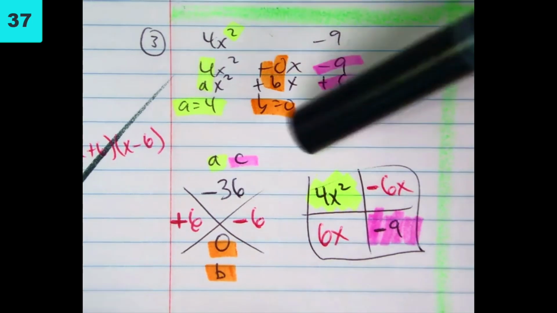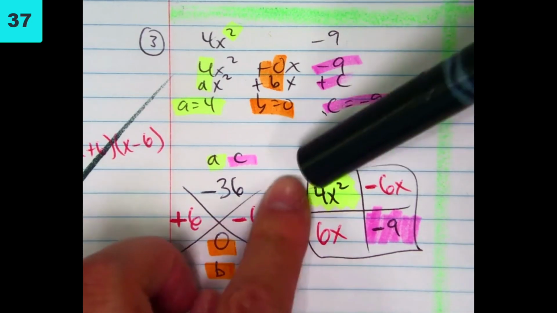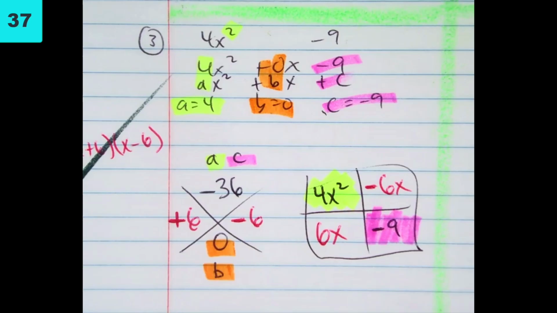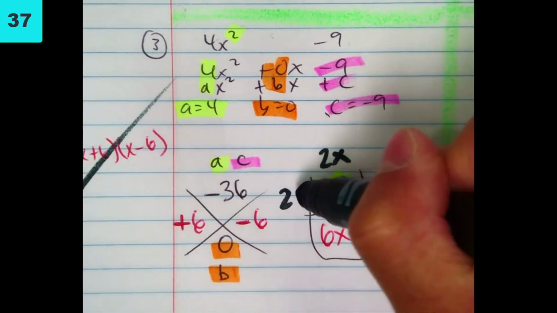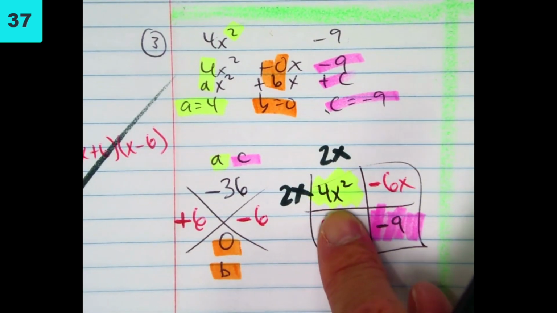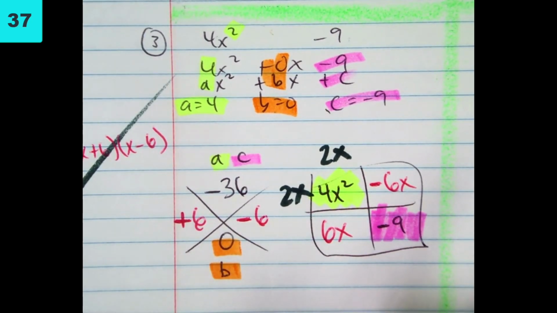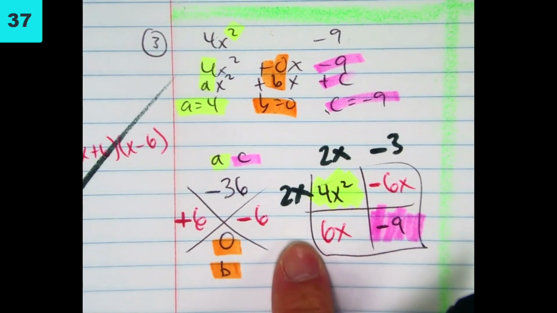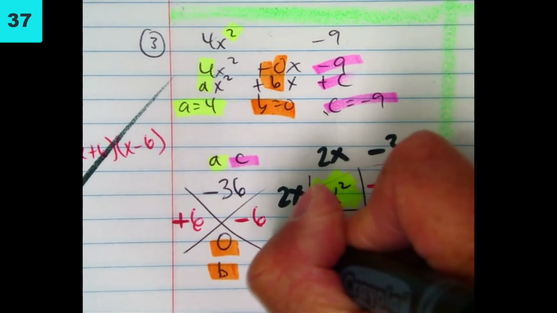Okay. Now, I'm trying to think of, I'm trying to fill out the outside of the box. What are two expressions that multiply to be 4x squared? 2x and 2x. Let's see if that works. 2x times 2x is 4x squared. 2x times something equals negative 6x. Negative 3. Come down here. Something times 2x equals 6x. That would be positive 3.